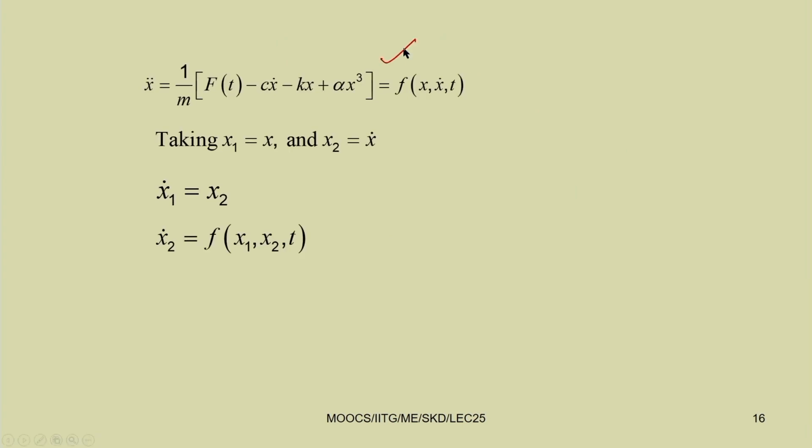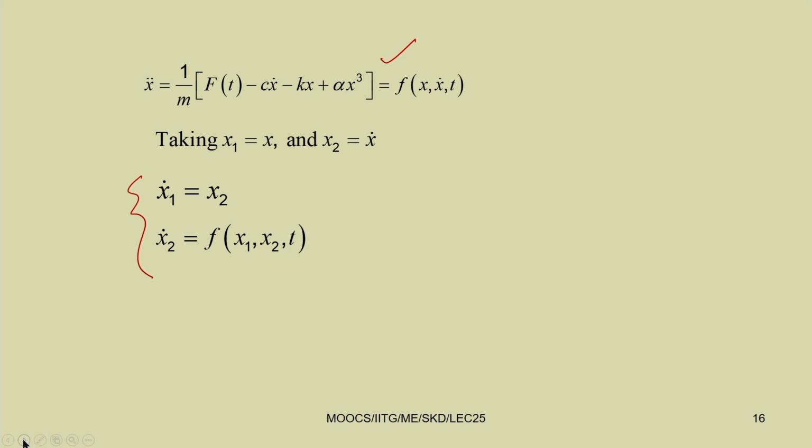In that case, this x double dot can be written as 1 by m into f t minus e x dot minus k x. You can put either plus or minus depending on the value of alpha, alpha x cubed, equal to f of x, x dot, t. So, taking x 1 equal to x and x 2 equal to x dot, we have a set of first order equations, and you can use this set to find the solution using the Runge-Kutta method.